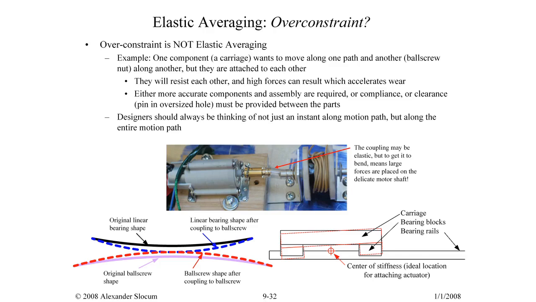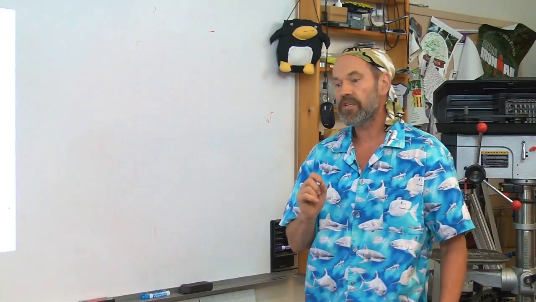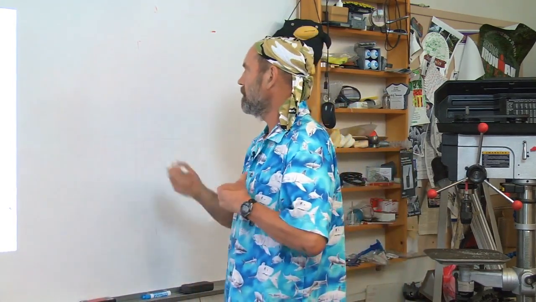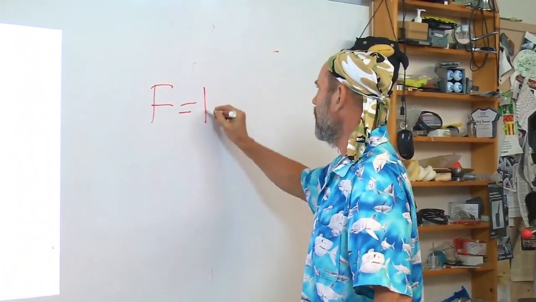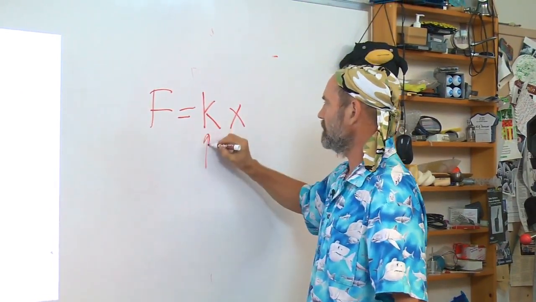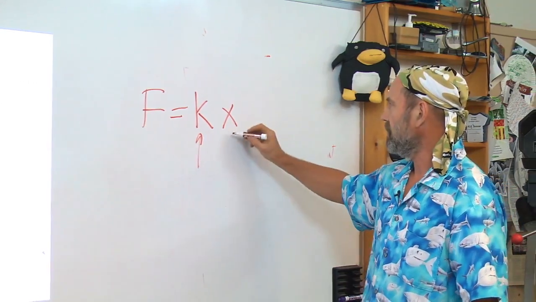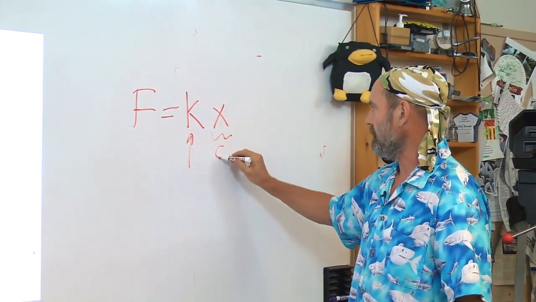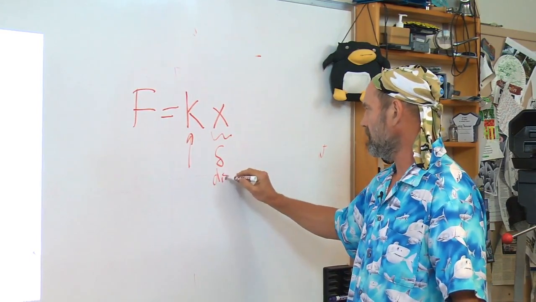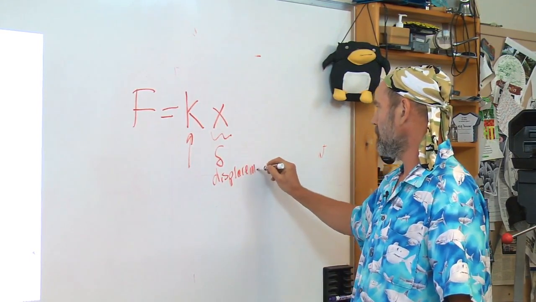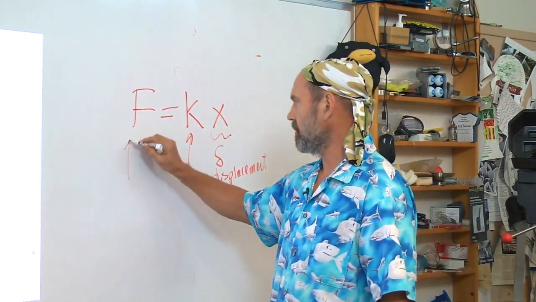Beware coupling as an overconstraint. Elastic averaging is no excuse for having an overconstrained system such that when it moves, the forces will be very high. Because remember, F equals Kx. The coupling will have some stiffness. Chances are you designed it, if it's a structural coupling, it'll be very high stiffness. If there is any x where this is an error or a small displacement, you can generate very large forces.